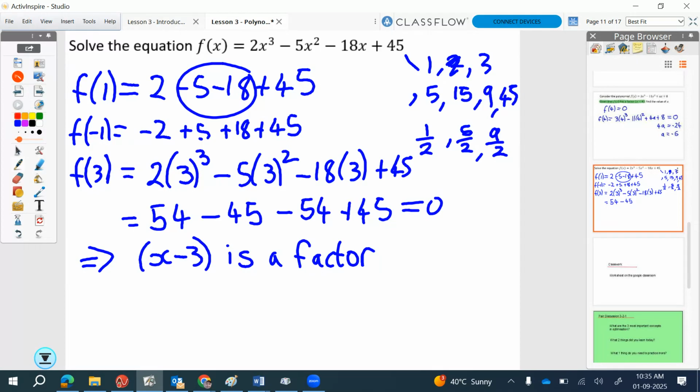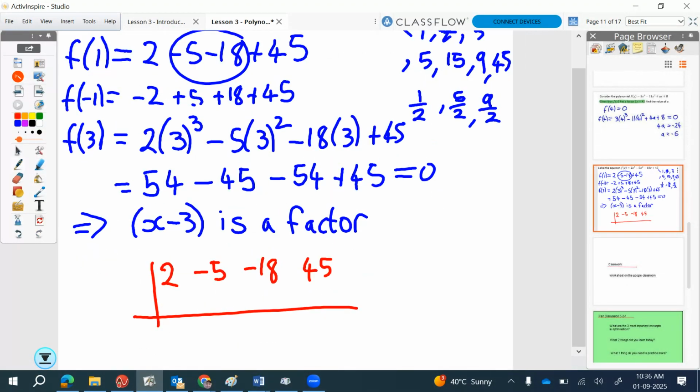I'm just going to do this in red. So we've got 2, negative 5, negative 18, 45. We are pulling out 3. So what do I do? What do we do first? Bring down the 2. Then what? Multiply. 3 times 2 is 6. Put it here. Then what? Sorry, I just want to slow it down a little bit so that everybody's following. Then we add these together. What do we get? 1.